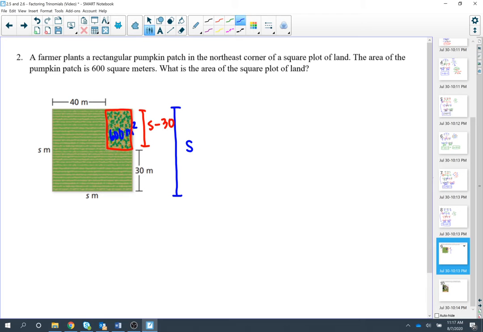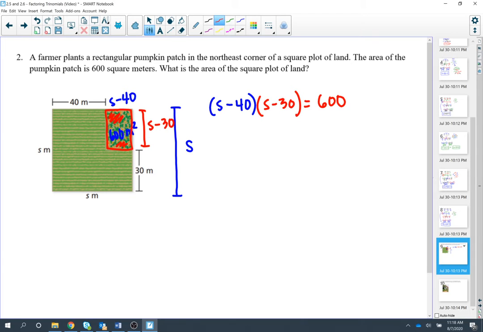Okay, same idea over here. The whole side is S, but I know this is 40. So what's left over? S minus 40. So now I'm going to take a look at my plot of land here that I have outlined in red. And I know that the area is 600. Well, how do you find area? Area is length times width. Well, I know the length out here in blue is S minus 40. And I know the width out here in red is S minus 30. So length times width equals area.